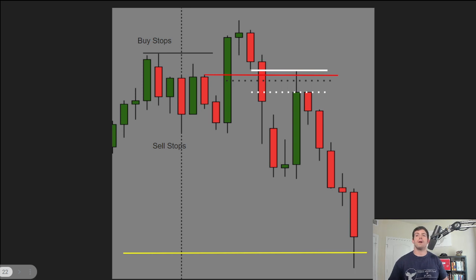And we'll talk about a couple more aspects, how to turn these high probability setups into even higher probability scenarios, and how you should utilize them based on your sessions.